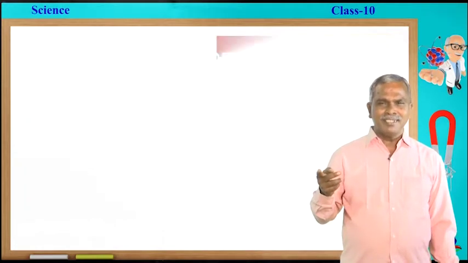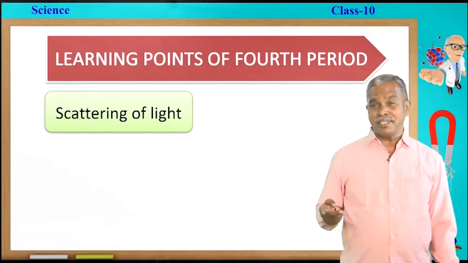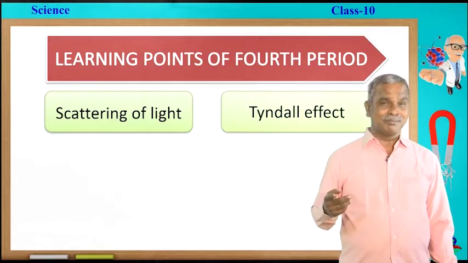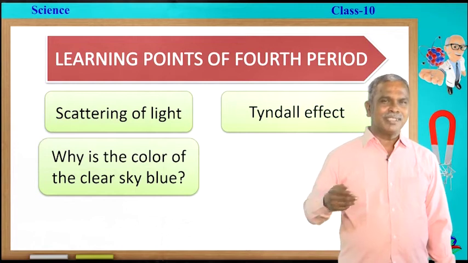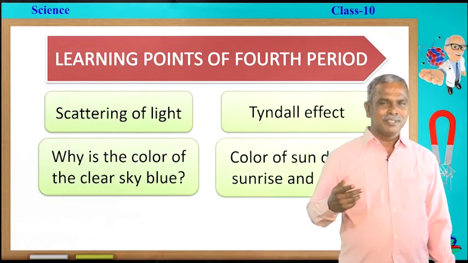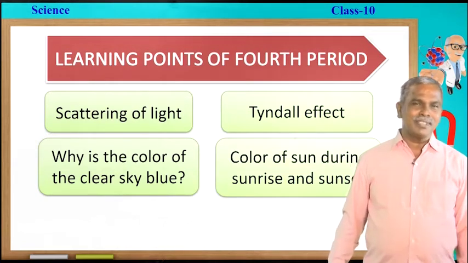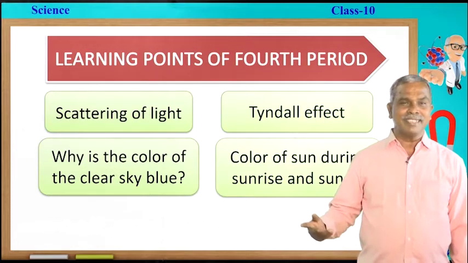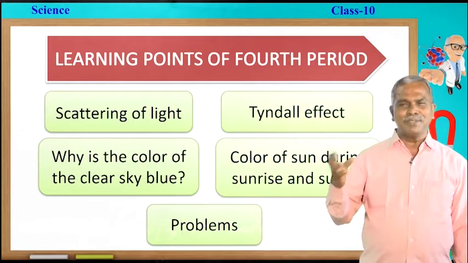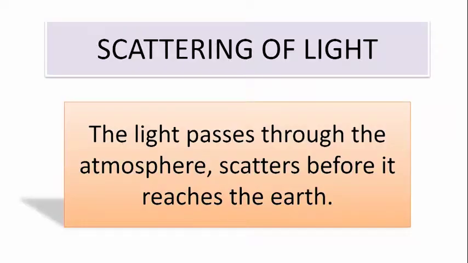This period you are supposed to learn the scattering of the light, the Tyndall effect, why the color of the sky always appears blue, then the color of the sun during sunrise as well as the sunset, then finally a few problems related to this lesson. Okay, let us go to the lesson now.